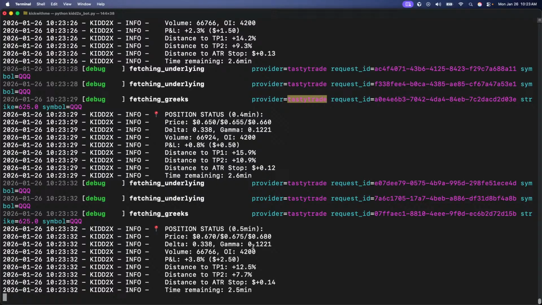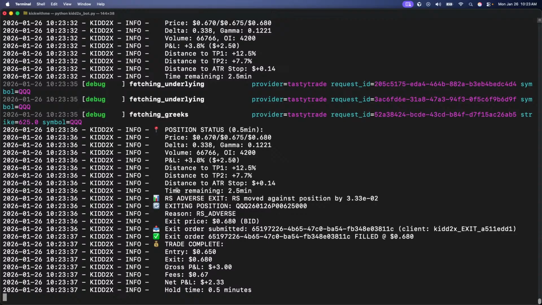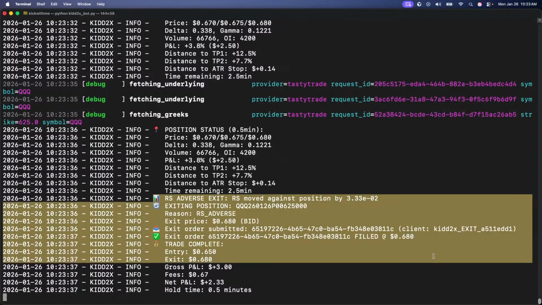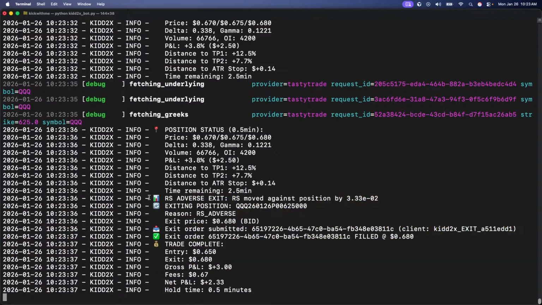Okay, that's egregious. You should be able to see that. Oh, look at that. RS exit. Okay, so we're exiting with a $3 profit. That's fine. You see this RS exit. Most of the bots have what's called the realized skew index. That allows them to gauge who's in charge of the market when they enter the position. If the bulls are in charge and the bears take over, then the RS exit is going to kick in.